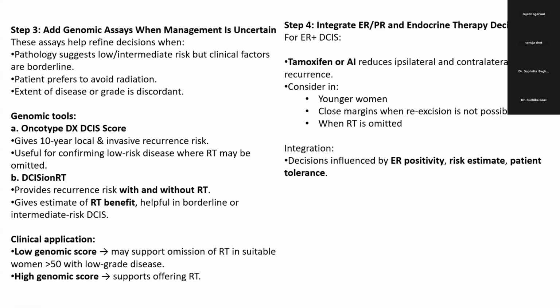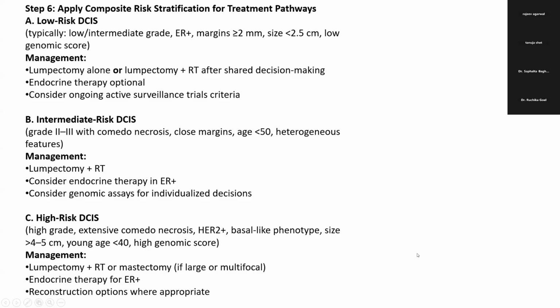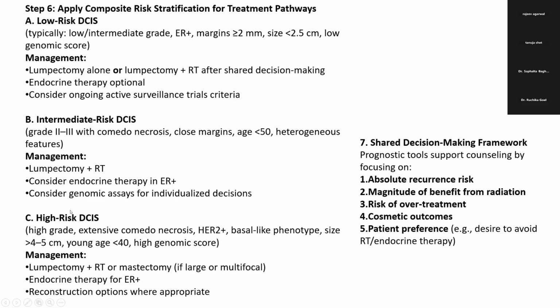Next would be to integrate ER/PR and endocrine therapy decisions for ER positive DCIS. Then we consider the radiological features, wherein we look for gray features like non-mass enhancement and multifocality to take a decision on BCS versus mastectomy. So the composite risk would divide them into a low risk DCIS, an intermediate risk DCIS, and a high risk DCIS.